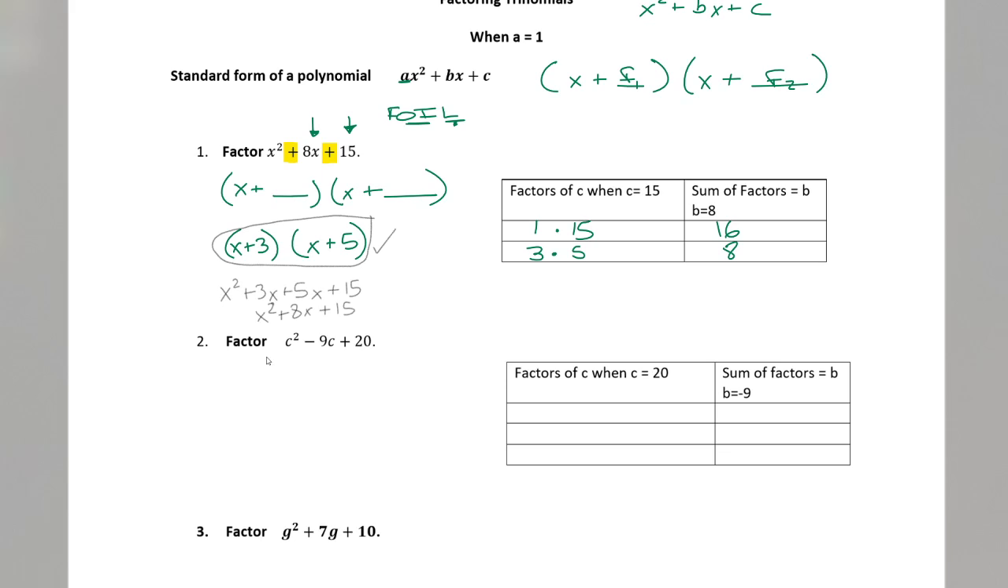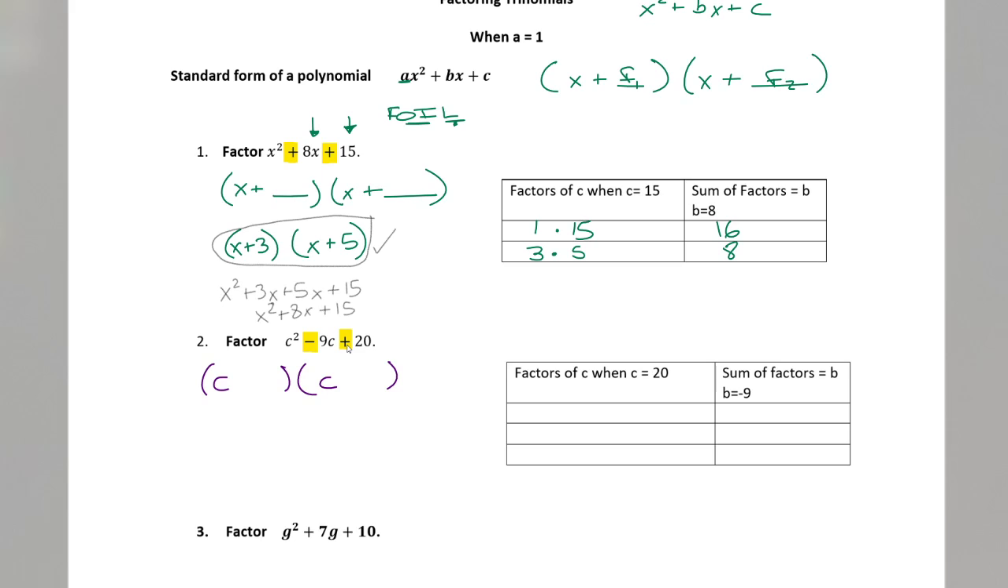Alright, next one. They're asking us to factor c squared minus 9c plus 20. Now, if you watched the last video, you'll remember that when we're multiplying two binomials, oh whoops, we are not dealing with x, we are dealing with c. So our first term will always be whatever the variable is, c, because c times c is c squared. Now we have a negative on our second term, a positive for our third term.